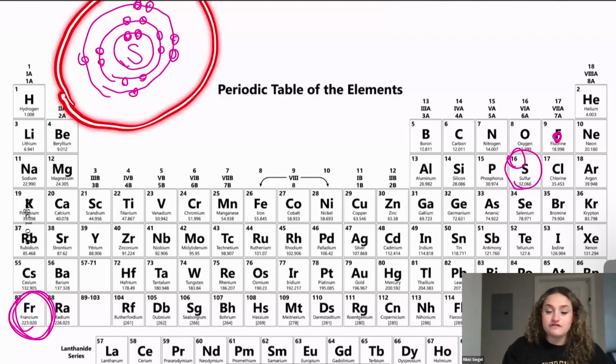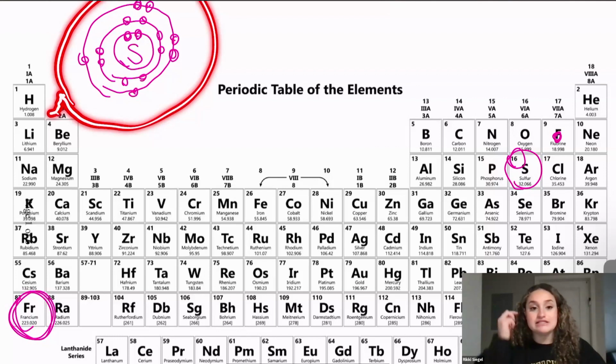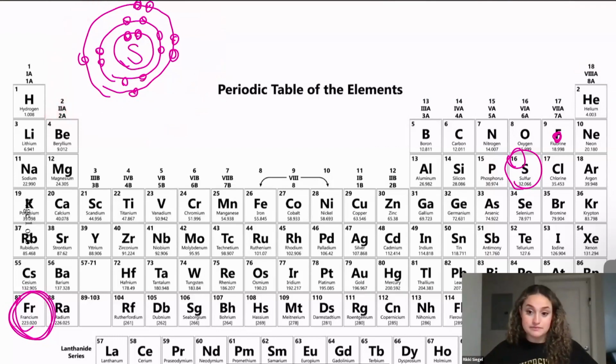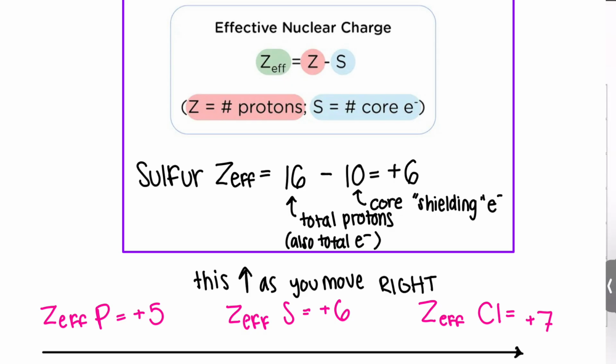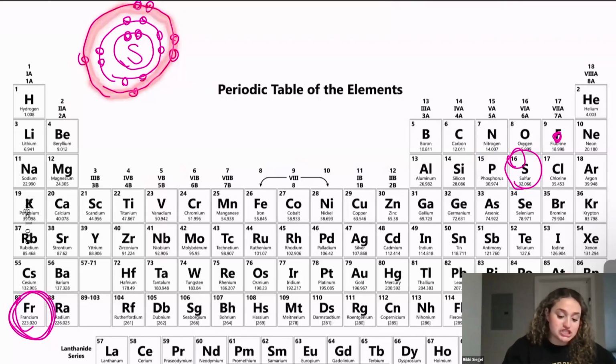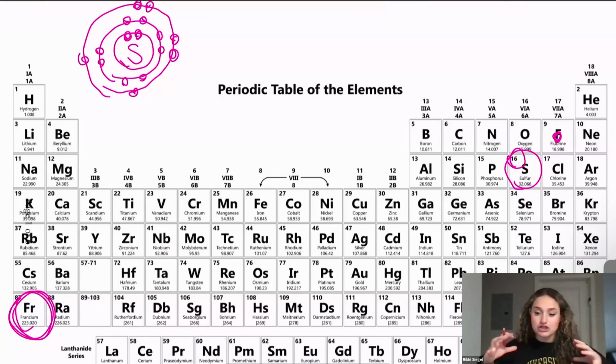Is that outer shell a full shell? No, he has 2 open spots left. Those are called his valence electrons. He has 6 valence electrons and he has 10 core electrons. Now, when you subtract that, that's when you get the shielding value. That's really what the shielding effect is, that these core electrons are kind of shielding these outermost electrons from that pulling effect of that positive nucleus, okay? Your core electrons are shielding your valence electrons, and that's what causes the other atomic size trend.